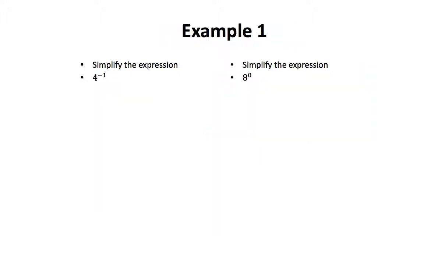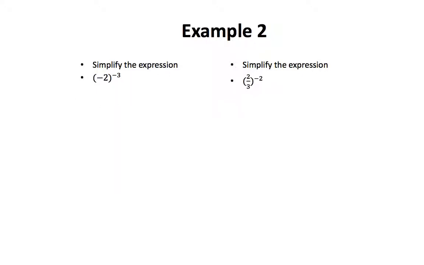In our first example, we want to simplify the expression 4 to the power of negative 1. You should realize that we're going to be using the negative exponent rule, which means we have to write the reciprocal of the base. So the reciprocal of 4 is 1 over 4, and the exponent turns from negative to positive, and anything to the power of 1 stays the same. Over to the right, we want to simplify the expression 8 to the power of 0. You should realize that we'll be using the zero exponent rule. Anything raised to an exponent of 0 is 1.